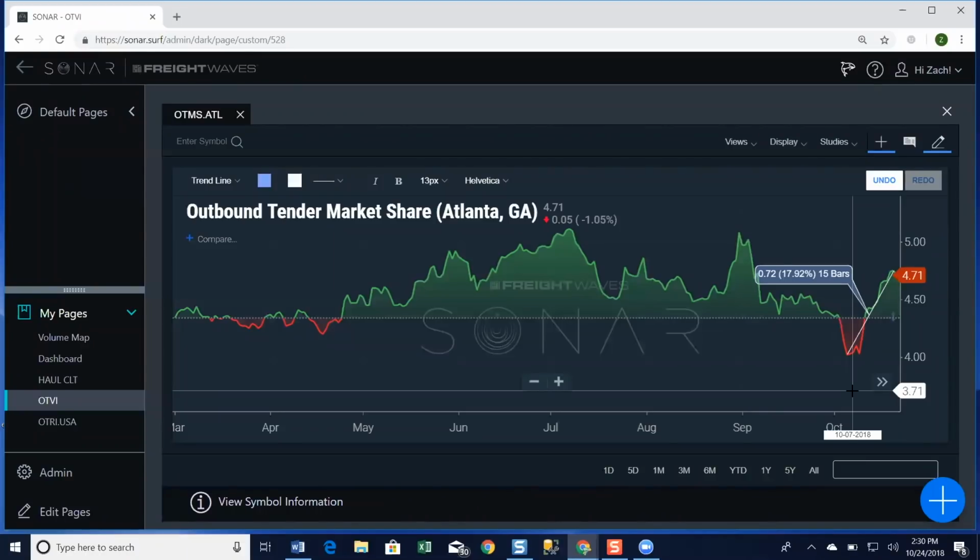But our tender market share is a daily value. So 15 bars equals 15 days. They have gained 17%, almost 18% more market share back. That's a huge turnaround. Yeah. 2 weeks, and they jump up that much. Capacity can go away rather quickly, and especially this time of year.